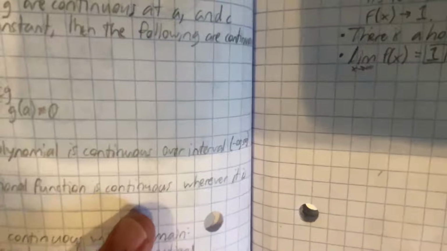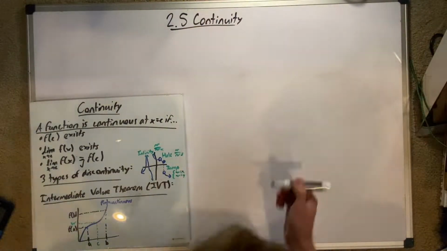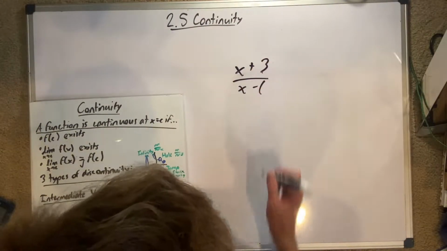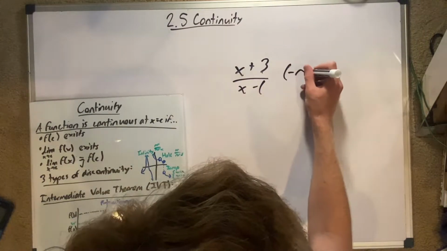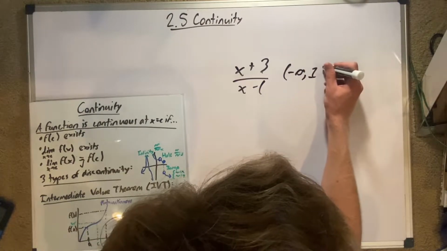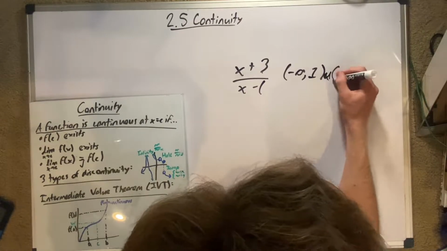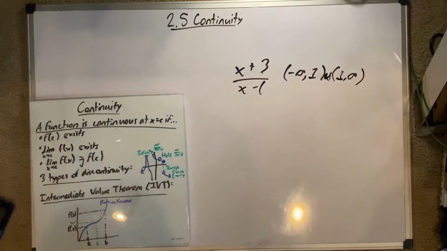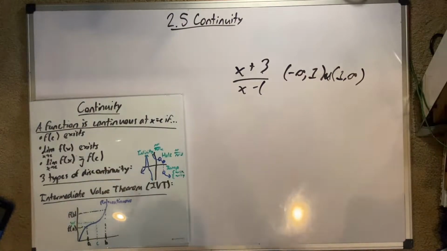Okay? Any rational function is continuous wherever it is defined. So that means if we have the rational function (x plus 3) over (x minus 1), where this is defined is at the interval negative infinity comma 1, unincluded, union, I always forget to draw that union, 1 comma infinity. So this is where it's defined. It's wherever x can exist. And what it basically says is that a rational function is continuous wherever it is defined.